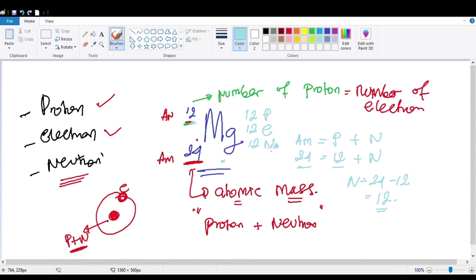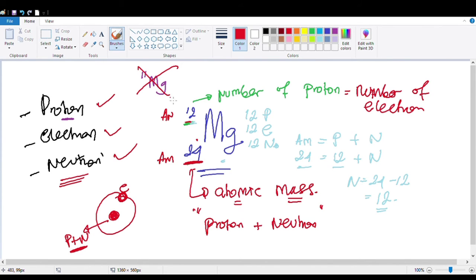Alright, so now it's done, how to identify proton, electron, and neutron. Next question: can we change the number of proton? It means, what if I take one proton from this magnesium atom, so this magnesium will have 11 proton, and the atomic number changes to 11? No, you cannot.